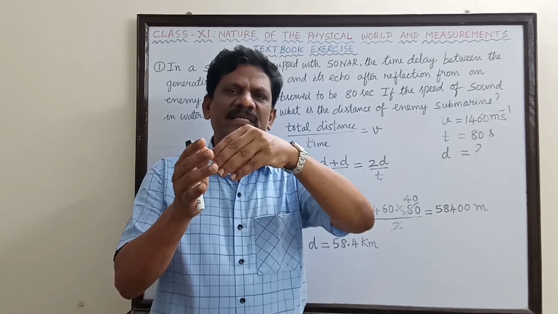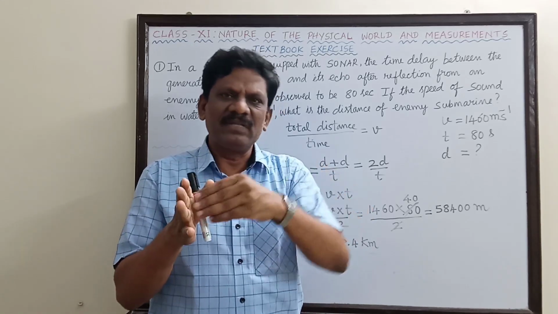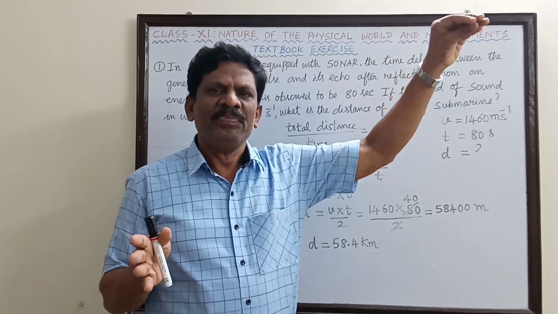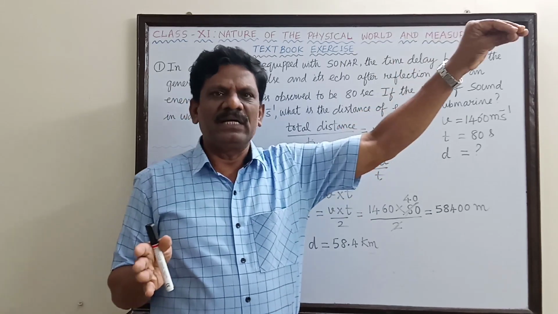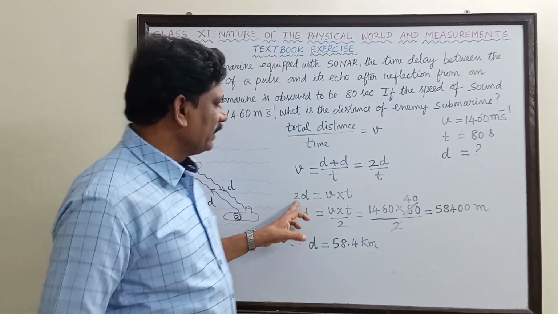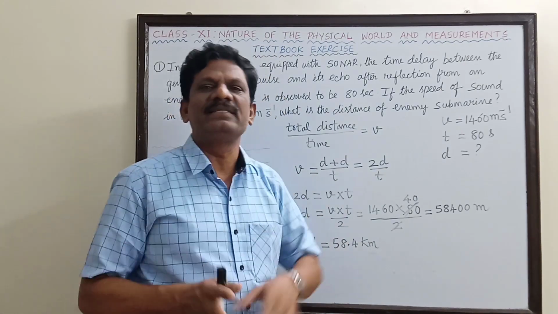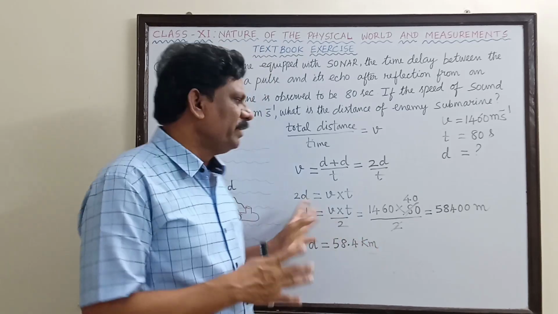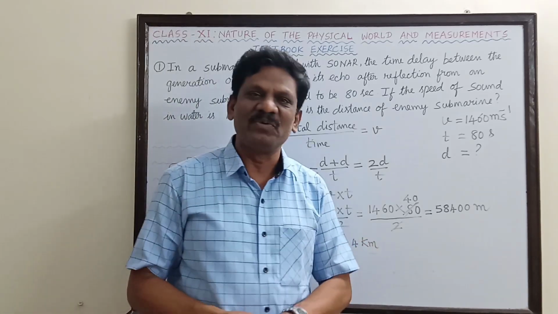The sound signal or any signal starts from the transmitter, it reaches the enemy or any object and returns to the receiver. So the total distance you have to take care that it is not d, it is d plus d, that is equal to 2d. If you substitute that, you will get the correct answer. I hope you must have understood well. Fine.